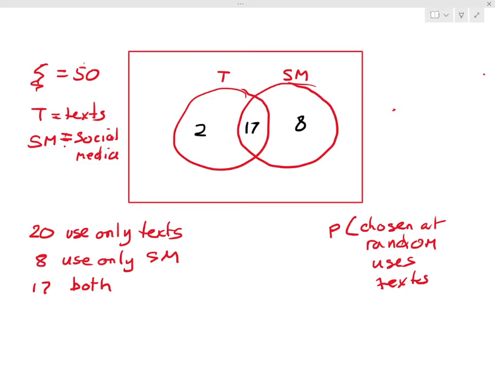20 use only text. Right, how does that compare to the 50? 20 and 17 is 37, and 37 and 8 is 45. So there must be 5 people down there that we don't know about. Somebody chosen at random, so that must be out of 50, because it's all of them. Those who use text, so 37 people use text. Good.